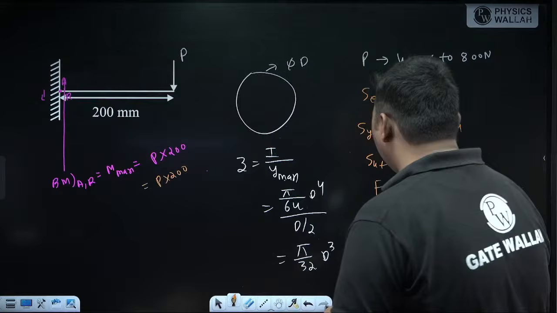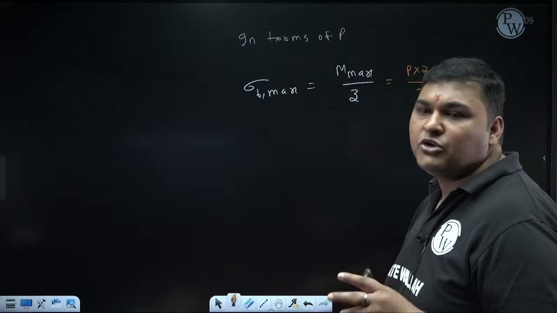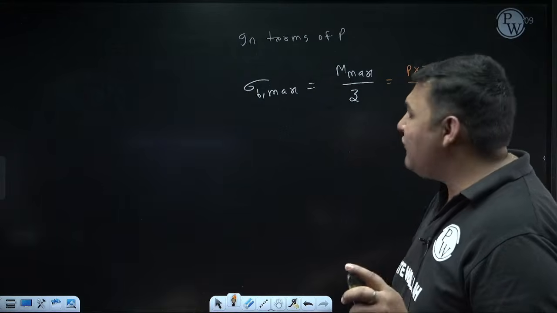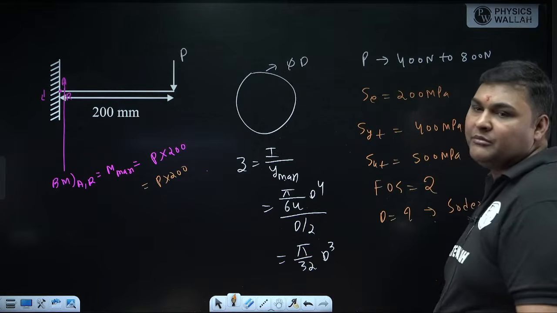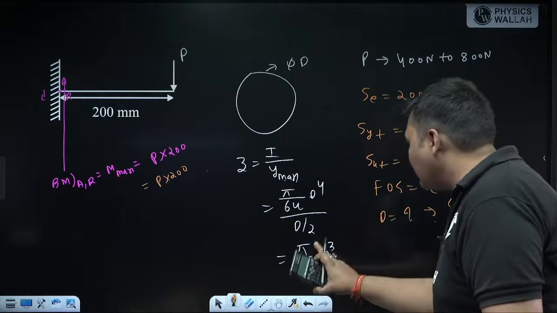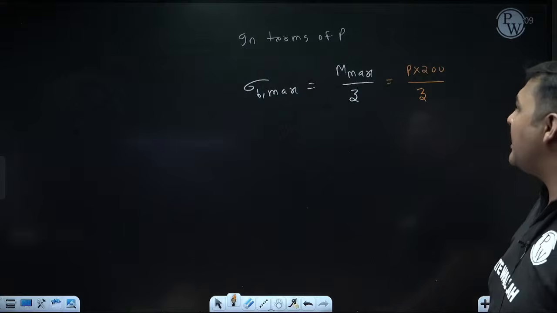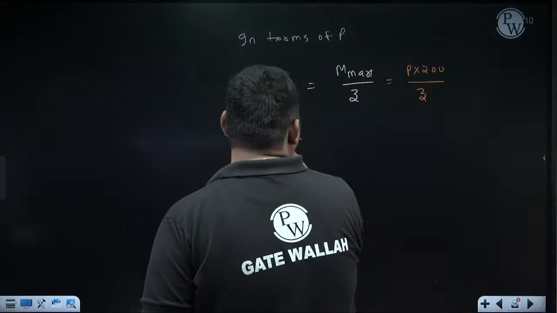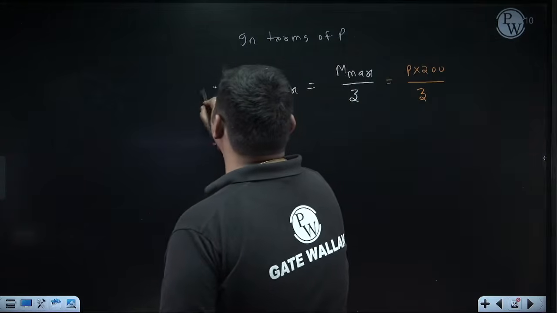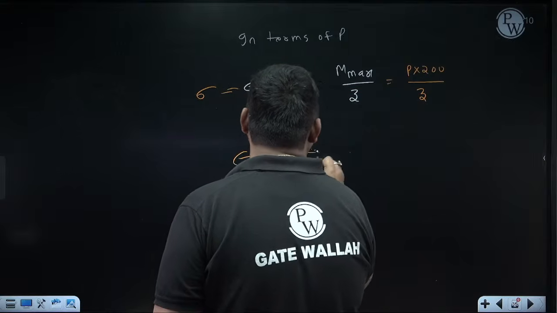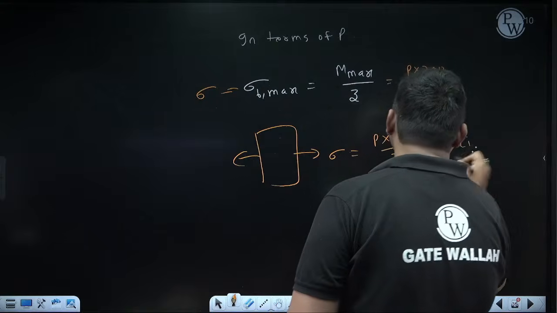Now if you want, you can put the expression of Z also, which is pi by 32 d cube. But first our objective is to calculate the diameter. So first I am finding the value of Z, because we know the expression of Z in terms of diameter. Once you have calculated Z, from this equation we can calculate the diameter. Z is nothing but I by y max. So in terms of Z, I am writing the equation. This is the maximum bending stress in terms of P, which I am denoting as sigma. So the stress at the critical point is sigma, which is P into 200 divided by Z. But P is fluctuating, so it will also fluctuate.